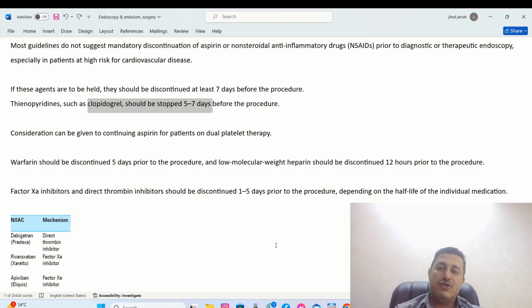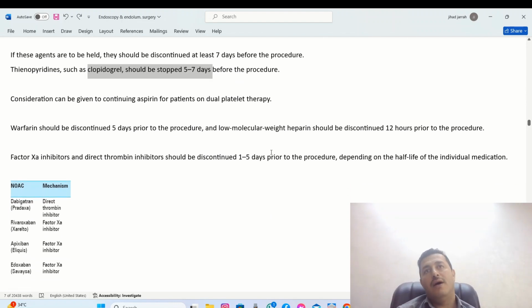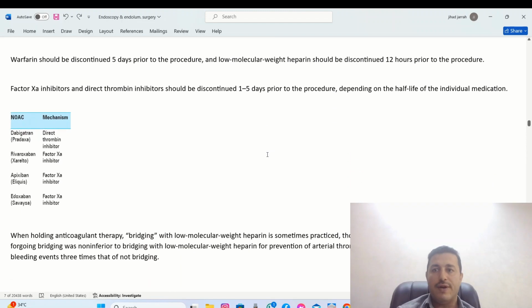Actually, some vascular surgeons prefer warfarin because it's reversible, we have an antidote to warfarin, while low molecular weight heparin doesn't have an antidote. But this is called bridging therapy, and there are studies that don't support bridging therapy. They say you can stop warfarin without bridging and proceed. But I think bridging is the classic teaching that we should use with warfarin.